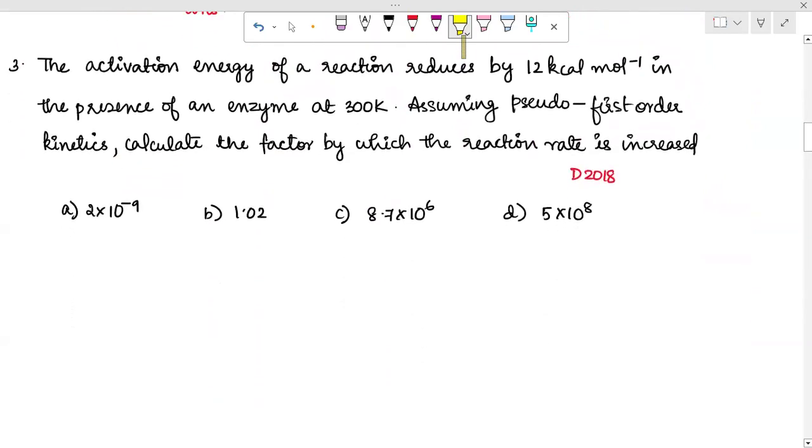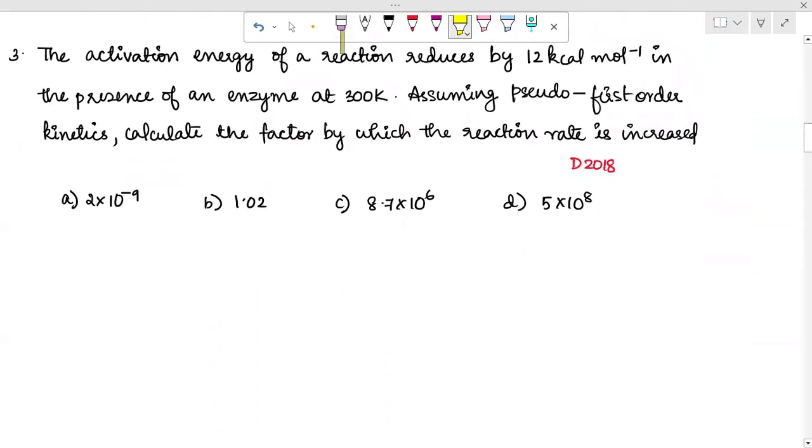Next one. The activation energy of a reaction reduces by 12 kilocalories per mole. Look at the units. It's 12 kilocalories in the presence of an enzyme at 300 Kelvin. Assuming pseudo first order kinetics, calculate the factor by which the reactant rate is increased. Okay, let me read the question once again.